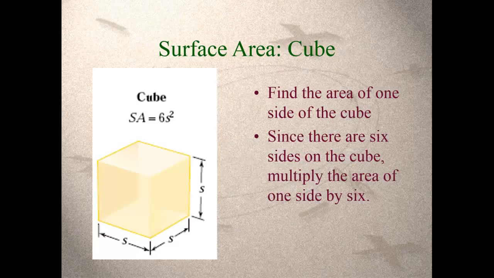Surface area, okay, for a cube. It says find the surface area of one of the cubes. Since there are 6 sides on the cube, multiply the area of one side by 6. So for surface area, SA is equal to 6 times S squared.